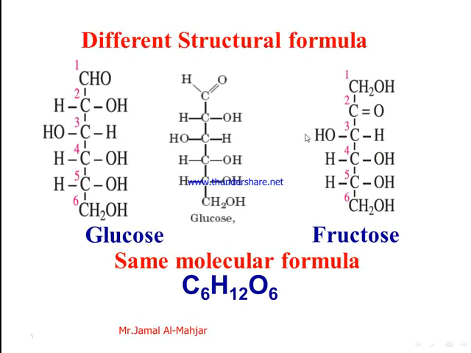When you notice this, glucose and fructose have the same carbon, the same hydrogen, and the same number of oxygen. So they have the same molecular formula. If you count how many carbon atoms, you will find 6, hydrogen 12, and oxygen 6. But they have different structural formulas, because we have different functional groups. But they have the same molecular formula. The molecular formula C6H12O6 is the same in glucose and in fructose.